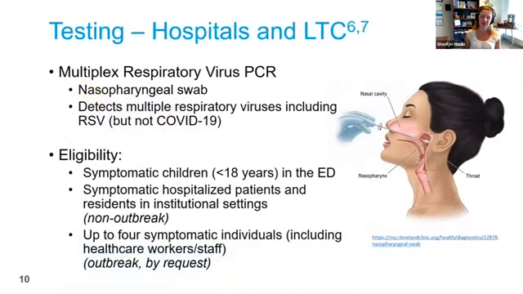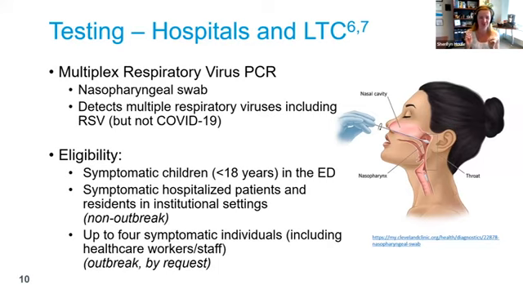Now, when we talk about people that are presenting to hospitals or are residents of long-term care, they are also eligible for RSV testing. And this is done through a multiplex respiratory virus PCR. So it is a PCR test. It's a nasopharyngeal swab as well. And it detects multiple respiratory viruses in one test. So it's got parainfluenza, influenza A, influenza B, RSV. It's got a whole suite of viruses that it tests against, but at the moment does not include COVID-19. And again, this is that deep nasopharyngeal swab as shown on the image.